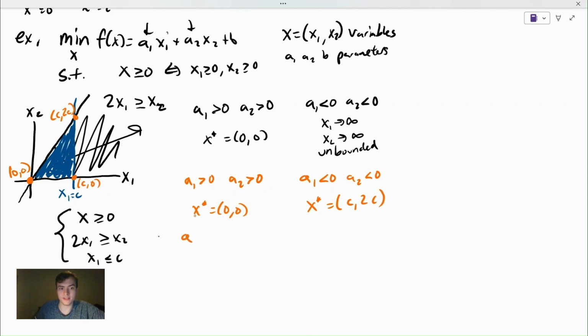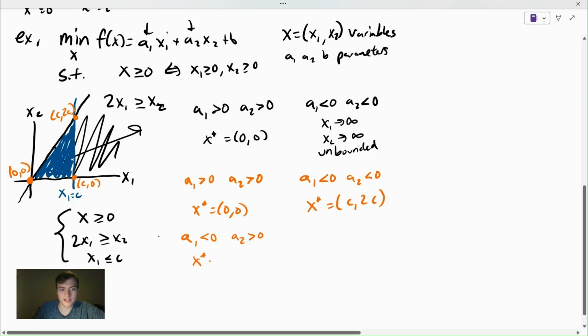And then if we had a1 less than 0 and a2 less than 0. Oh, wait. a2 greater than 0. Let's do that one next. Right, so now we want to make a2 as small as possible and x1 as large as possible. Right, we want to have a large x1, small x2. So our x star is going to be that c, 0 point.